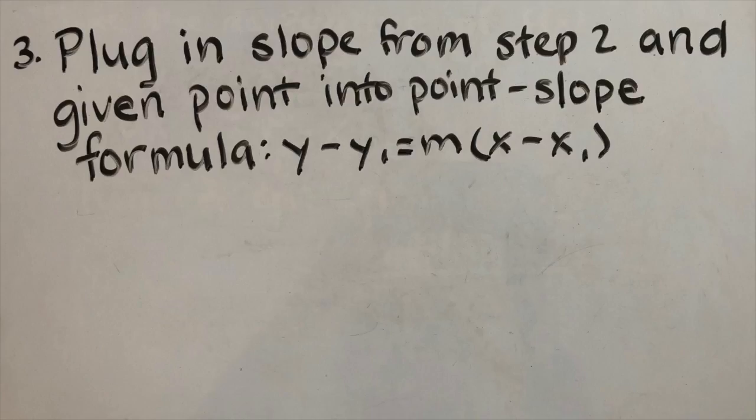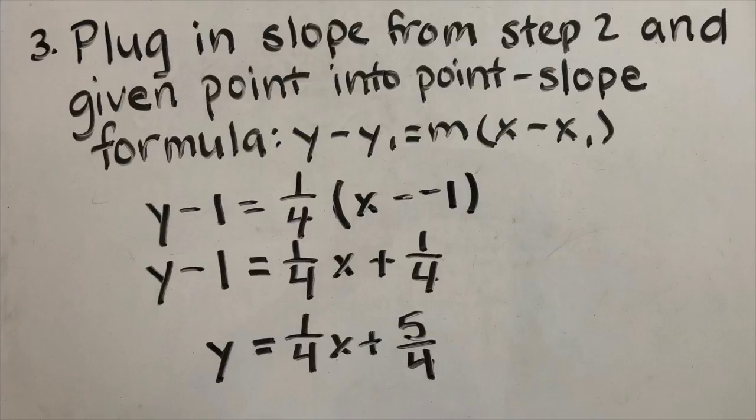Lastly, we plug in the slope from step 2 and the given point into the point slope formula, which is y minus y1 equals m times the quantity of x minus x1. After some algebra, our final answer for the tangent line of the curve would be y equals 1/4 x plus 5/4.